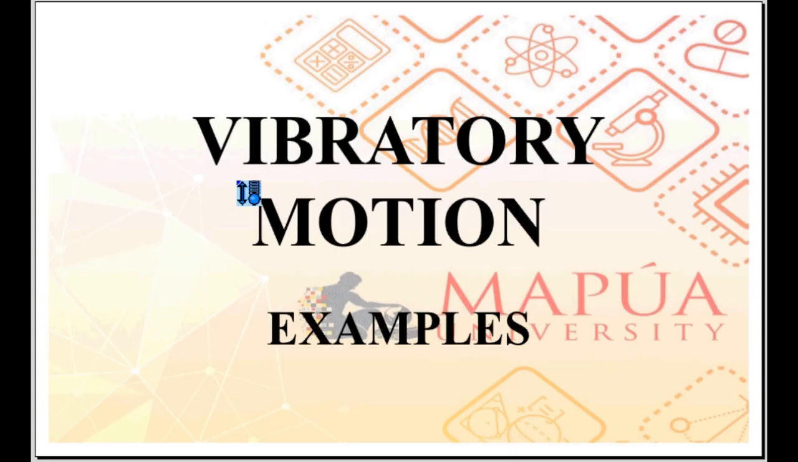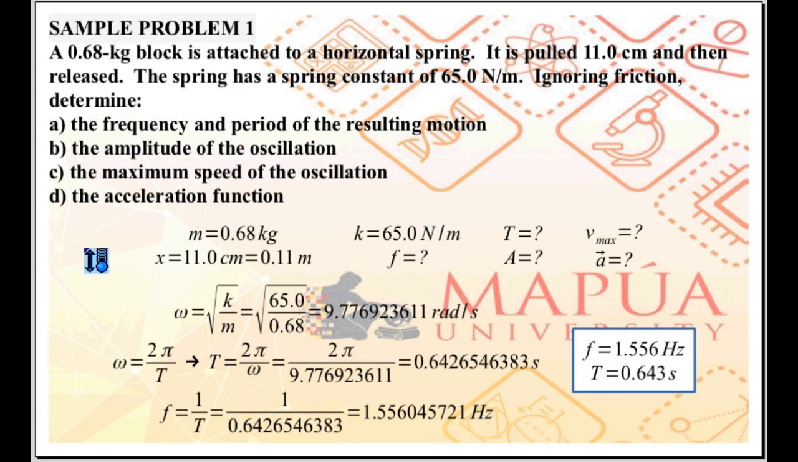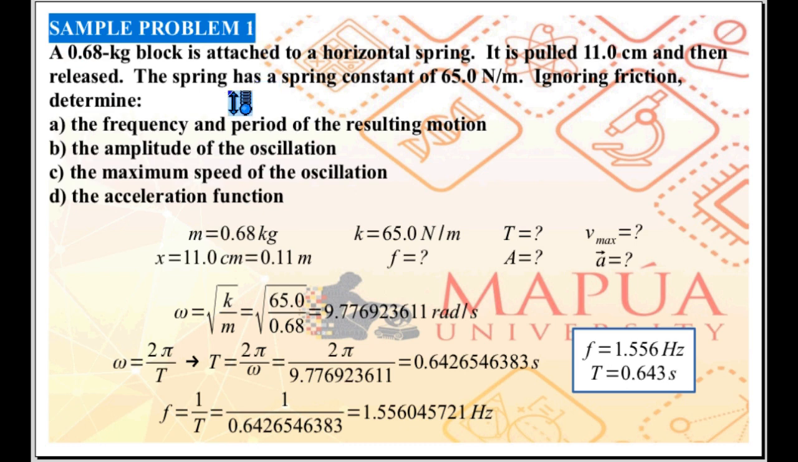And now on to the next part of our discussion on vibratory motion. Let's look at a few examples. So we have sample problem number 1.